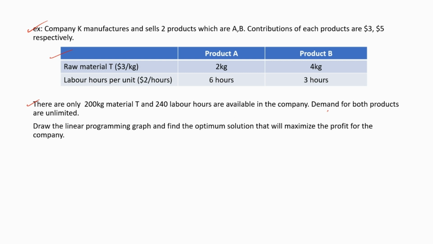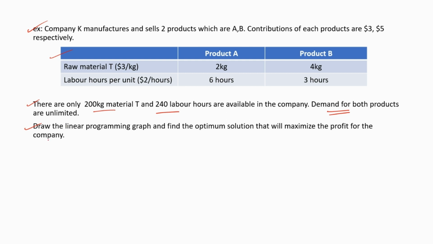Simply this means this company does not have a demand constraint because the demand for both products is unlimited. So there will be no demand constraint for this company. But they have two constraints which are resource constraints, material and labor. Draw the linear programming graph and find the optimum solution that will maximize the profit for the company.